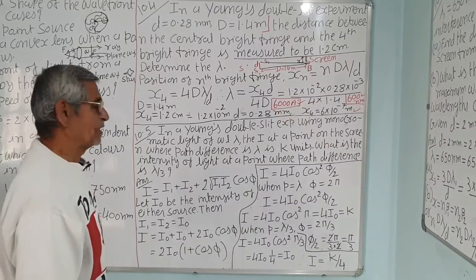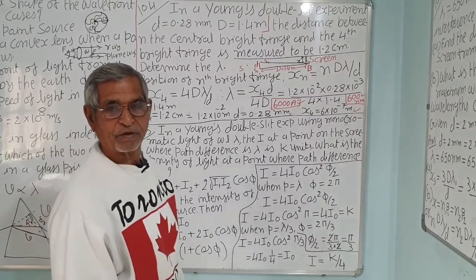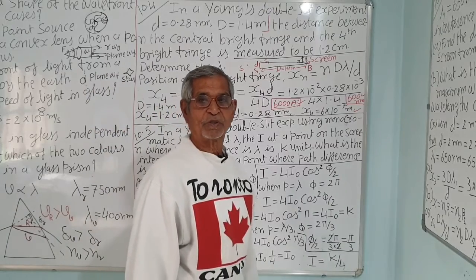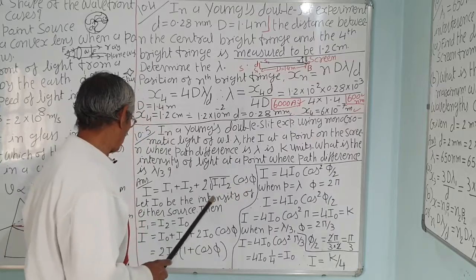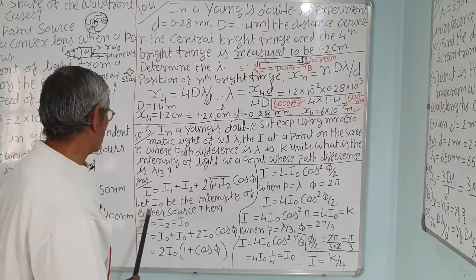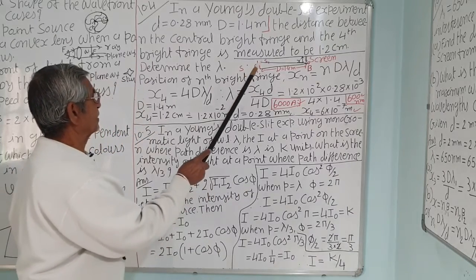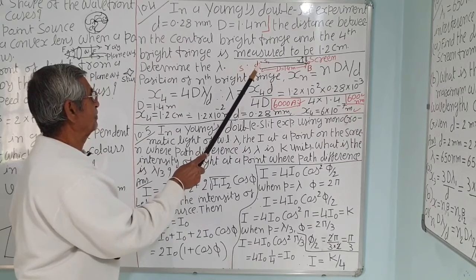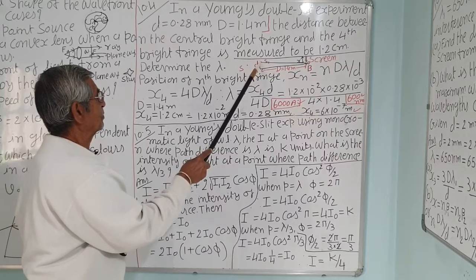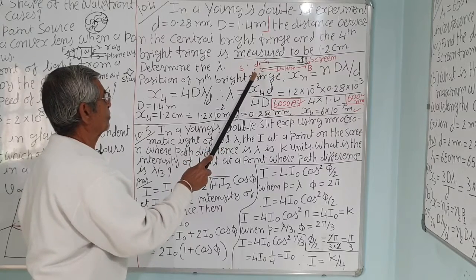We know that the intensity is given by the equation I is equal to I1 plus I2 plus 2 under root I1 I2 cos phi. Correct? This is the interference term. Now let's consider both the sources. If they originate from the same source, they are coherent sources.